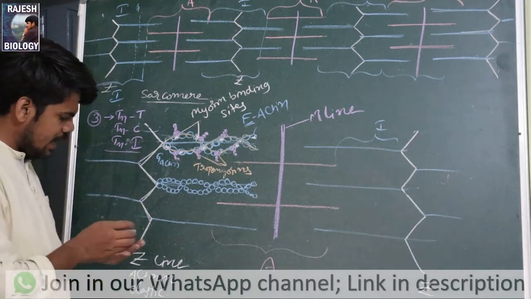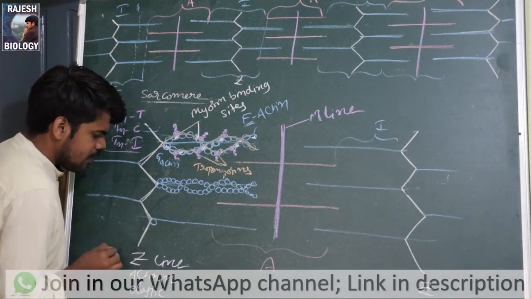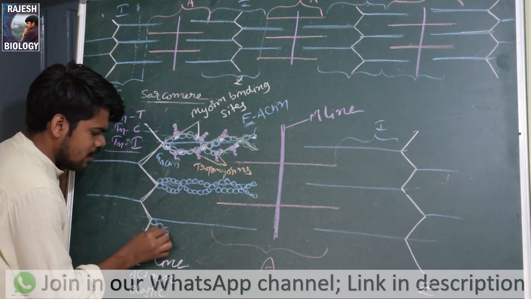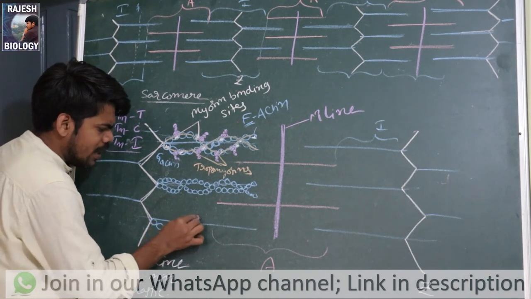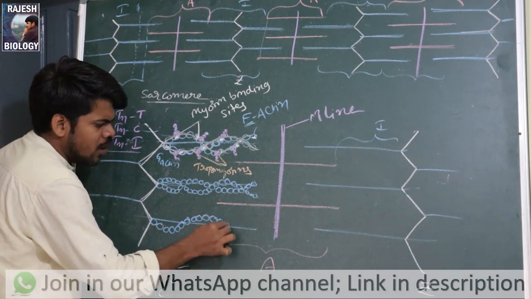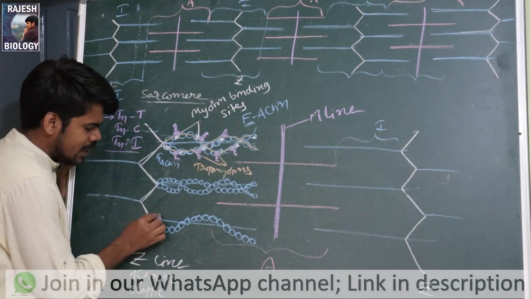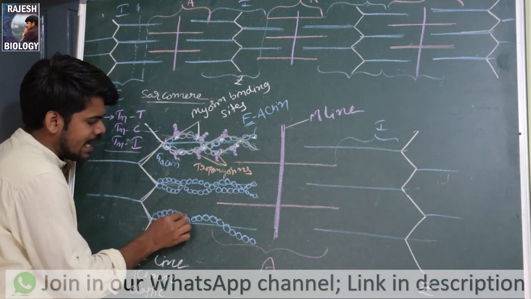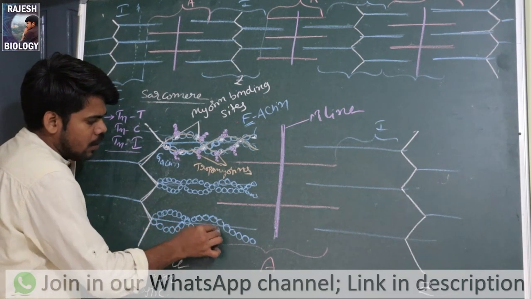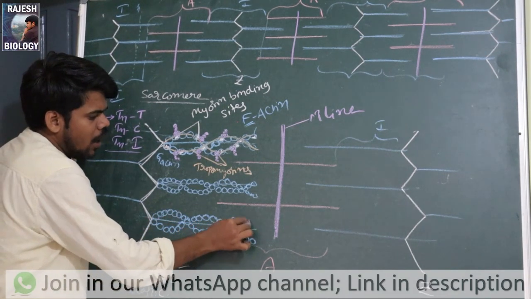Every thin filament has, so can you say what it is? It is globular actin. Now all the globular actins together form what? Filamentous actin. How many filamentous actins? Two filamentous actins, like this. How do they arrange?